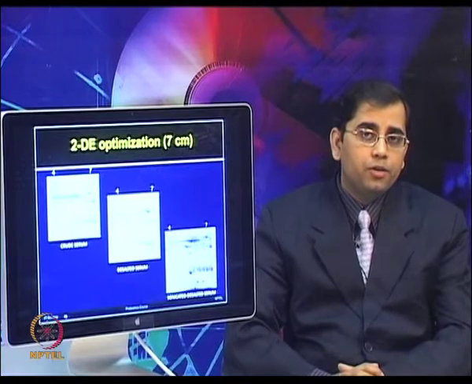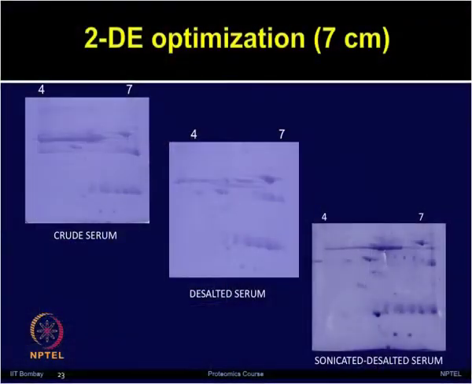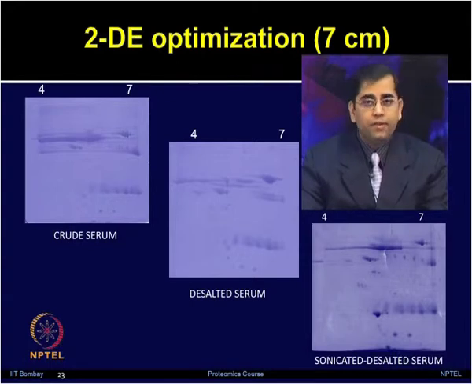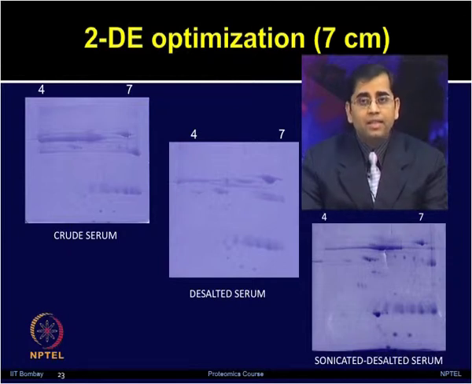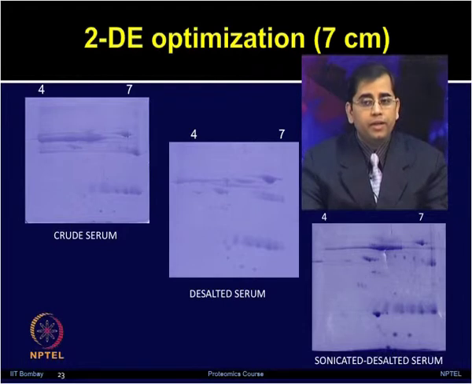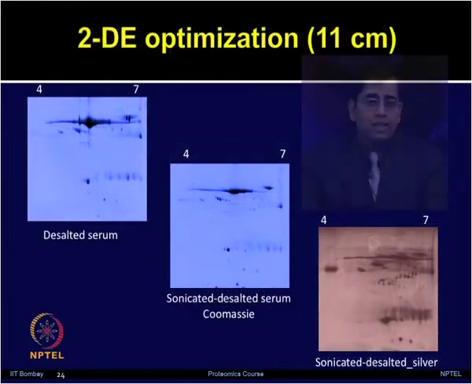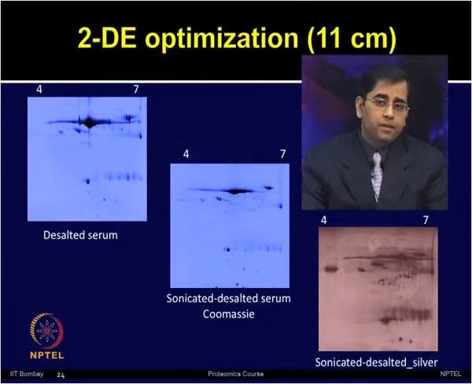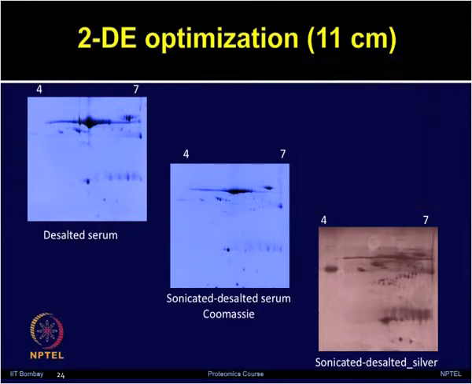We also tried to see how many proteins we can separate on the small gels, and as expected the small gel of 7 centimeter cannot provide us a very large number of proteins, but even these gels can be used for the standardization process, and as you can see, going from the crude serum to the desalted and then finally the sonicated and desalted gives us better coverage of the proteome. We tried the same with the even larger 11 centimeter strip, and it was again quite convincing. Then we moved on to the very large 24 centimeter strips for the clinical studies.